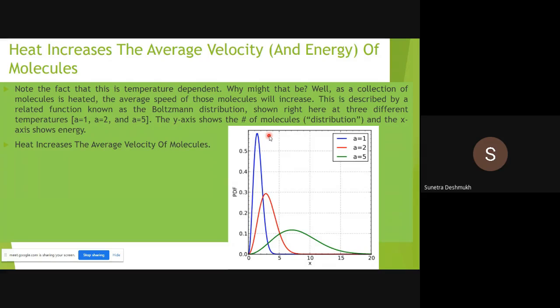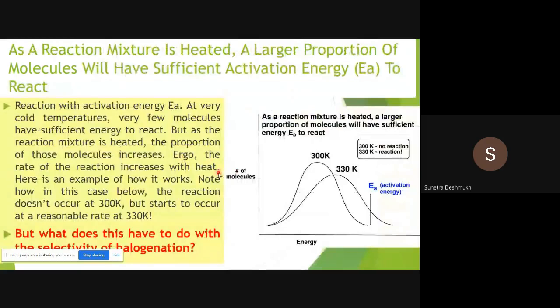Next slide. Heat increases the average velocity and energy of molecules. Okay, so this is also one of the basic things. It relates to the velocity of molecules and all. So we don't need to go into too much detail. I will provide you the PowerPoint, so you can refer to those things.